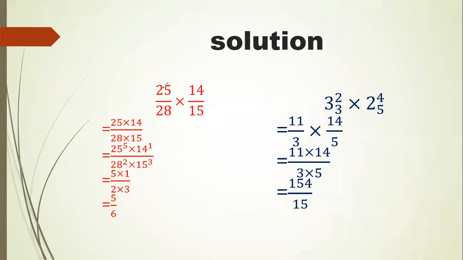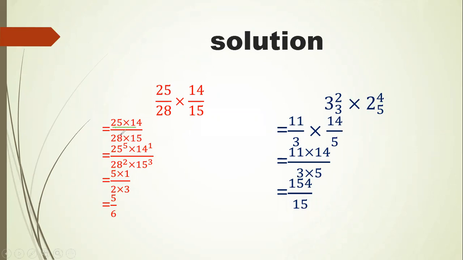So in the solution, for the first one, if you're multiplying 25 out of 28 with 14 out of 15, first of all, we multiply the numerators, that is 25 and 14 together. That's 25 times 14 on the numerator. And then the denominator will multiply 28 and 15.